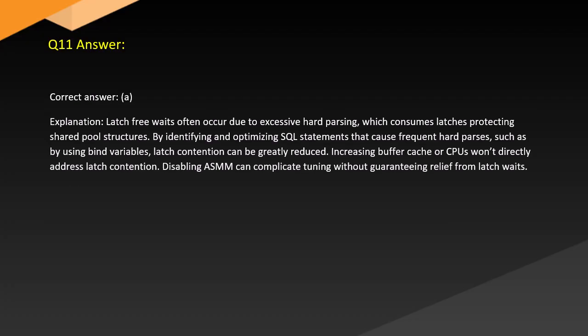Answer. Correct answer: A. Explanation. Latch free waits often occur due to excessive hard parsing, which consumes latches protecting shared pool structures. By identifying and optimizing SQL statements that cause frequent hard parses, such as by using bind variables, latch contention can be greatly reduced. Increasing buffer cache or CPUs won't directly address latch contention. Disabling ASMM can complicate tuning without guaranteeing relief from waits.